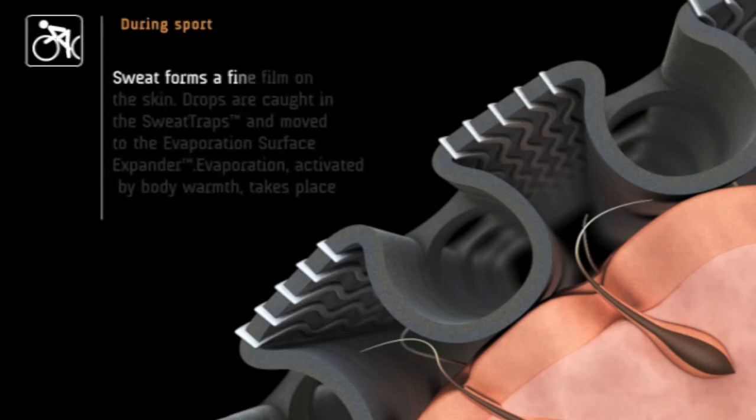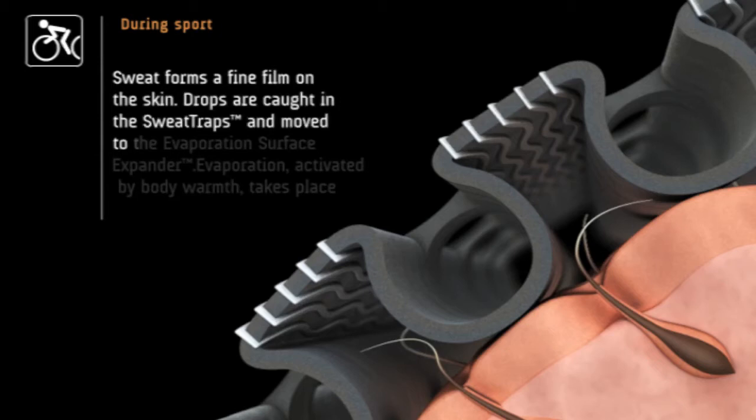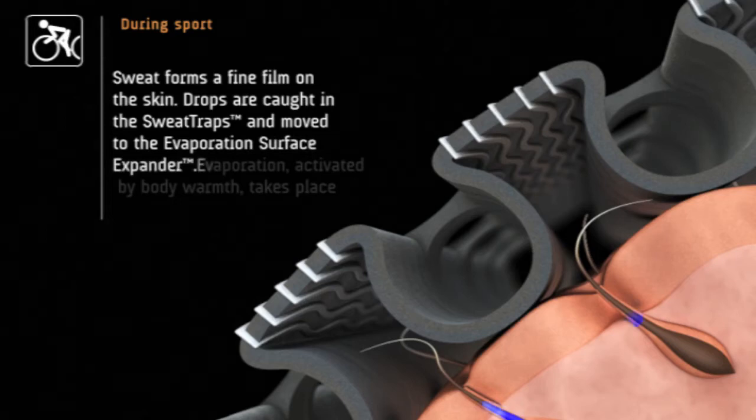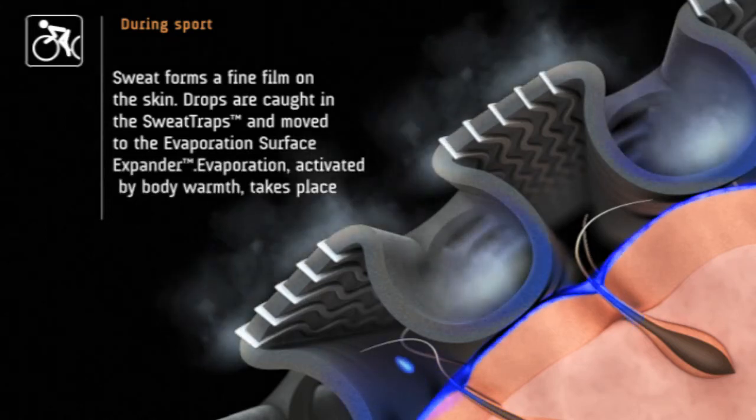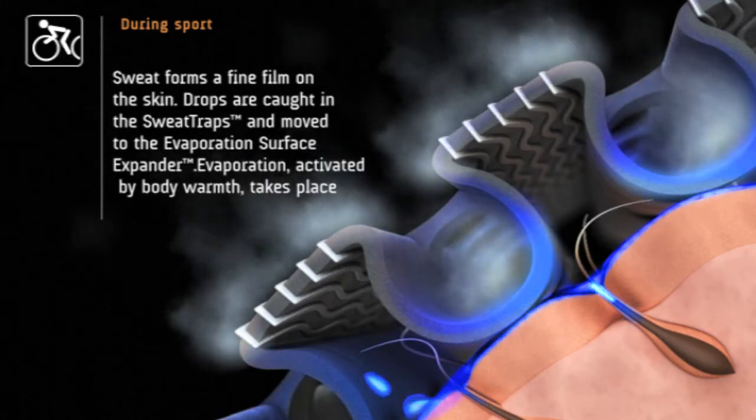During sport, sweat forms a fine film on the skin. Drops are caught in the sweat traps and move to the evaporation surface expander. Evaporation, activated by body warmth, can now take place.